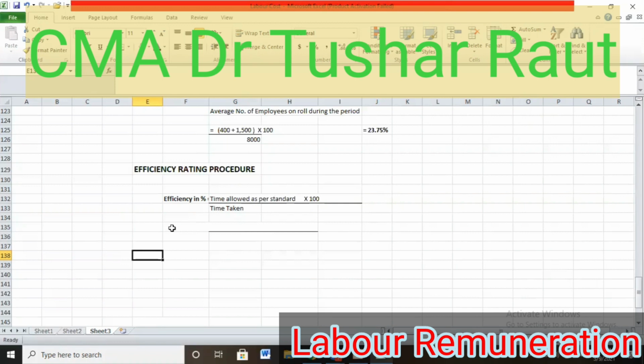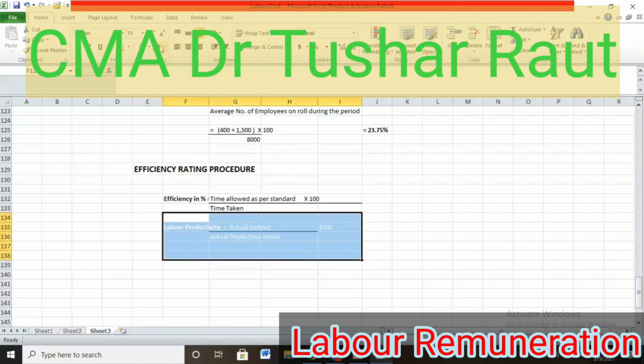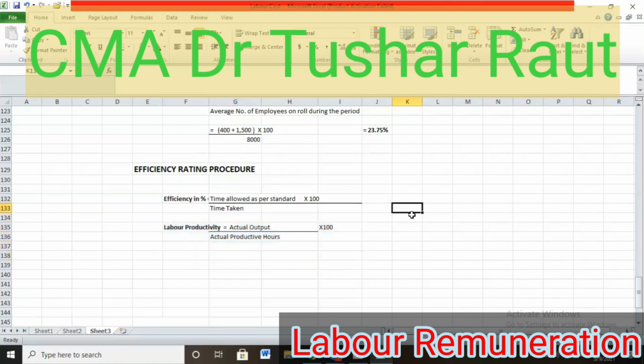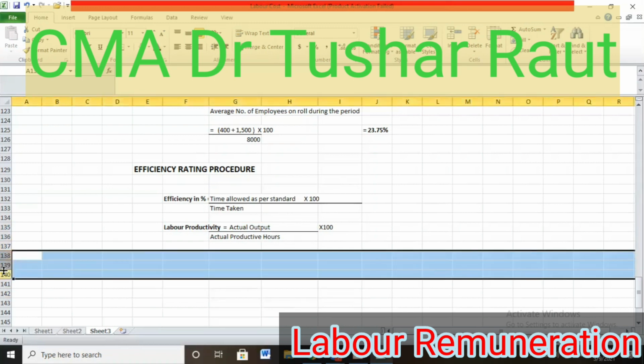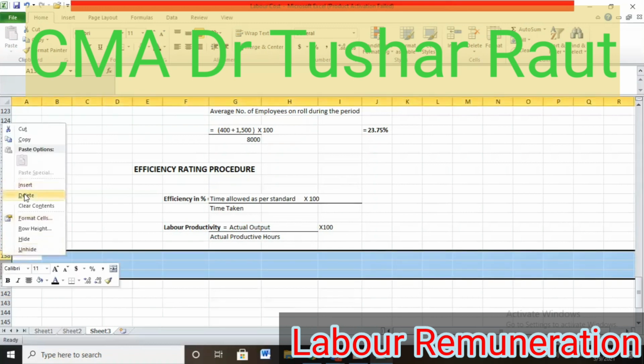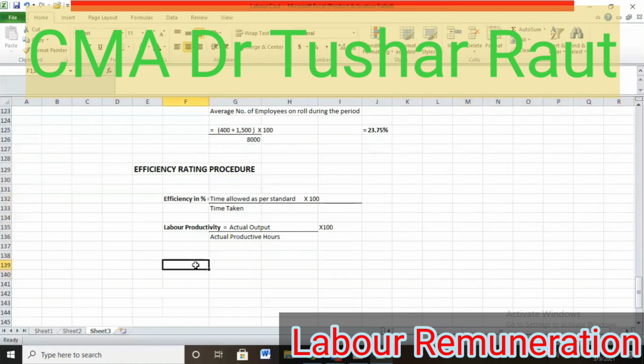Thereafter, the concept of labor productivity. Productivity is generally determined by the input-output ratio. In the case of labor, it is calculated as below: actual output upon actual production hours. So labor productivity is actual output upon actual productive hours. This is the method how we are calculating the productivity.